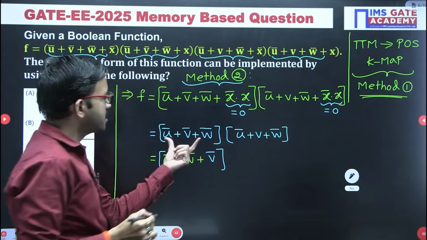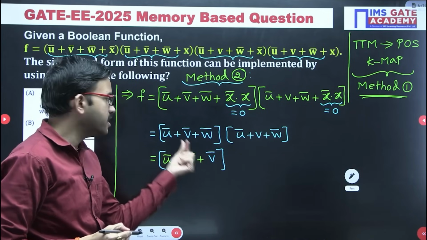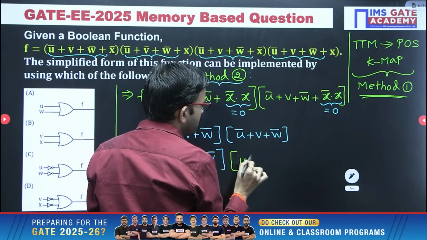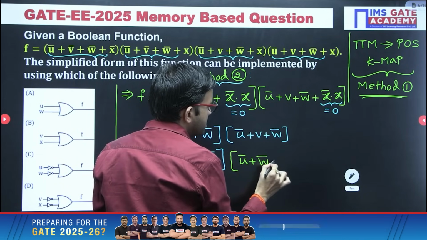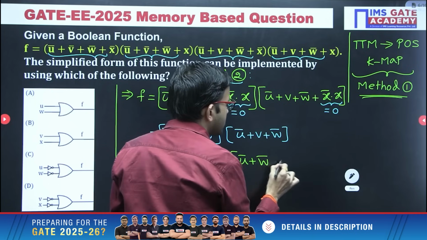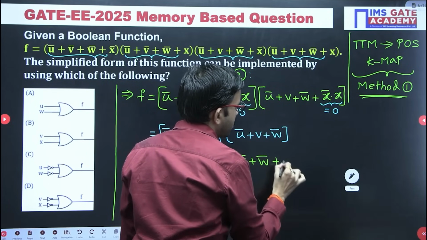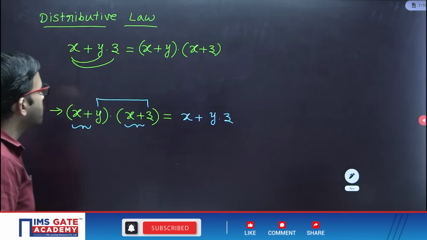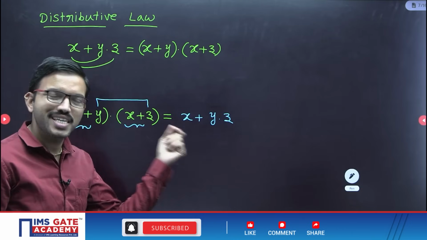Okay, I have just kept u bar plus w bar on one side and then v bar on the other side. Similarly here also, u bar plus w bar we can keep on one side and then you can keep v at last. Why did I keep it like this? Because once again you can apply the distributive law RHS to LHS, that is the only purpose.